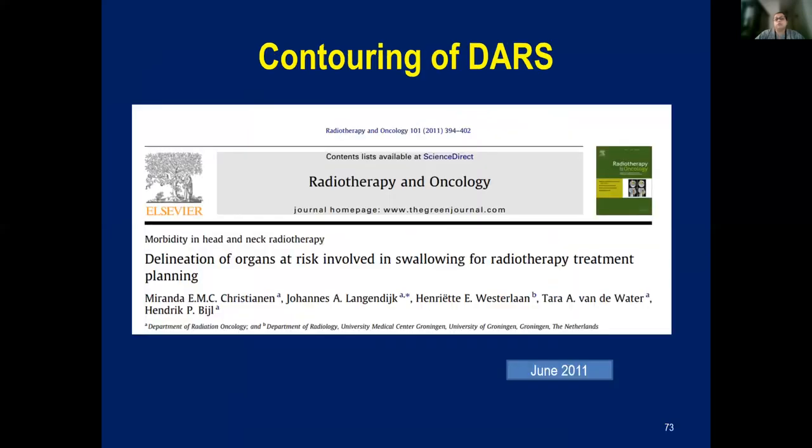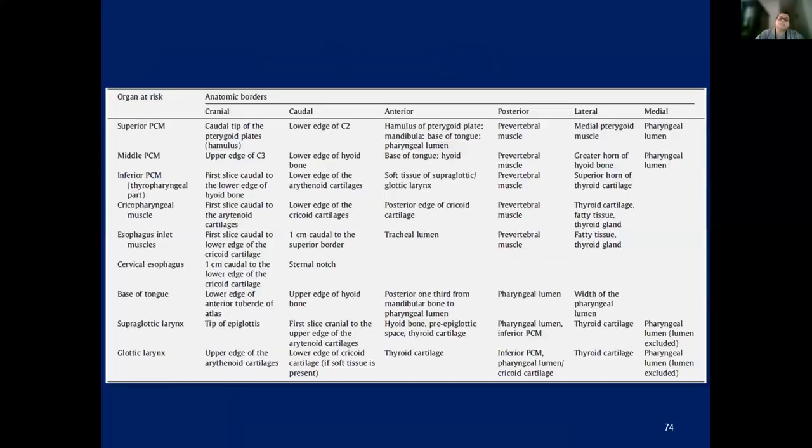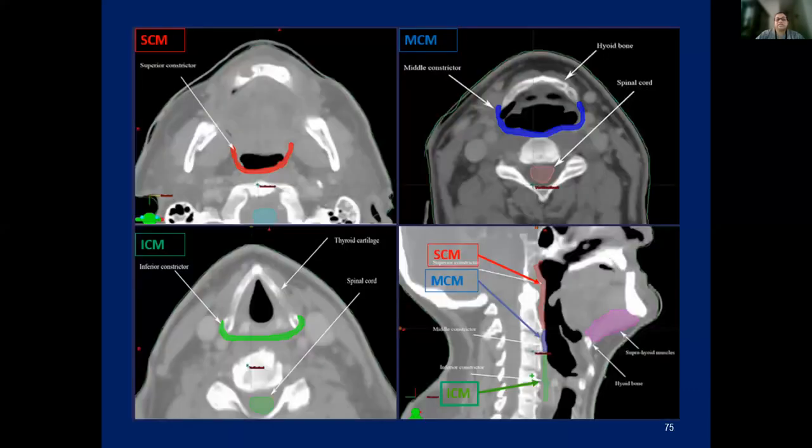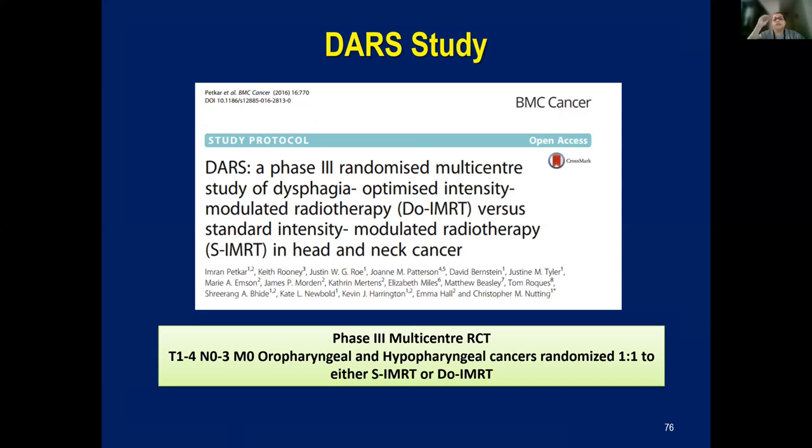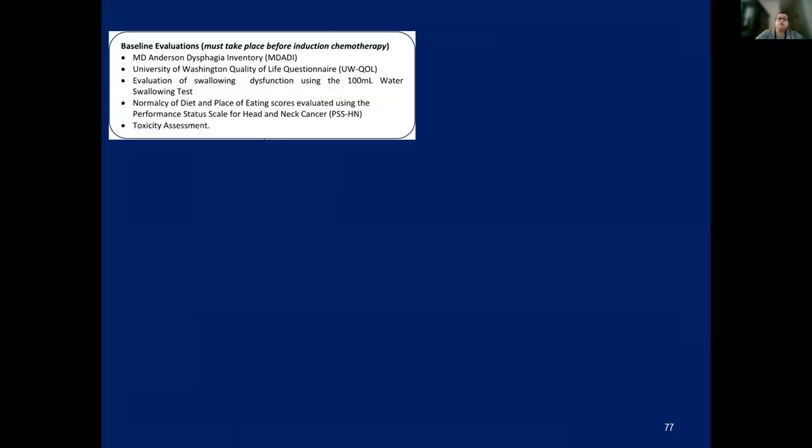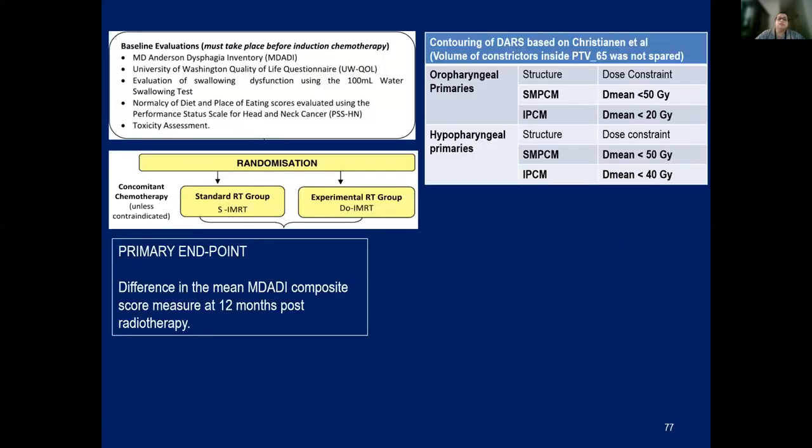and post-treatment. In radiotherapy today, we also have contouring of DARS structures, which enables us to identify the structures and also understand the doses that are received by these structures. So the various structures, how to contour them on our actual CT scans. These are the pictures of the same. And of course, we also have a randomized trial which looked at dose optimized IMRT versus standard IMRT. And it clearly showed us that this is a trial from Chris Nutting.